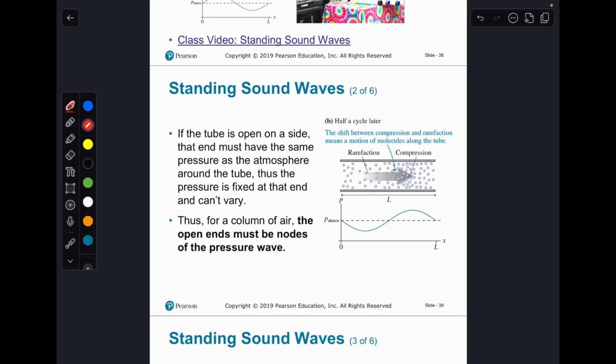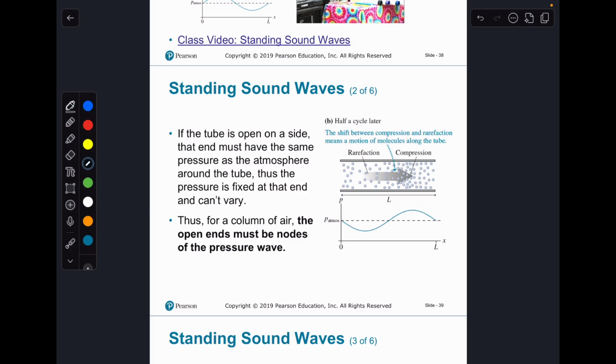What's different, though, is what conditions are going to cause a reflection with inversion or not. That's because what's being displaced in a sound wave is the pressure. So take a look at this graph here. What we're plotting on the y-axis is not displacement, it's pressure.